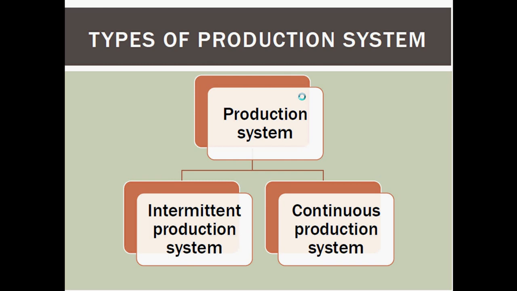So here there is no continuation. There is no repetitive task. So that is about the overall system. Again I repeat, this production system we are dividing into two parts. One is continuous and second is intermediate. So here the continuation is there. That means flow of continuation is there.